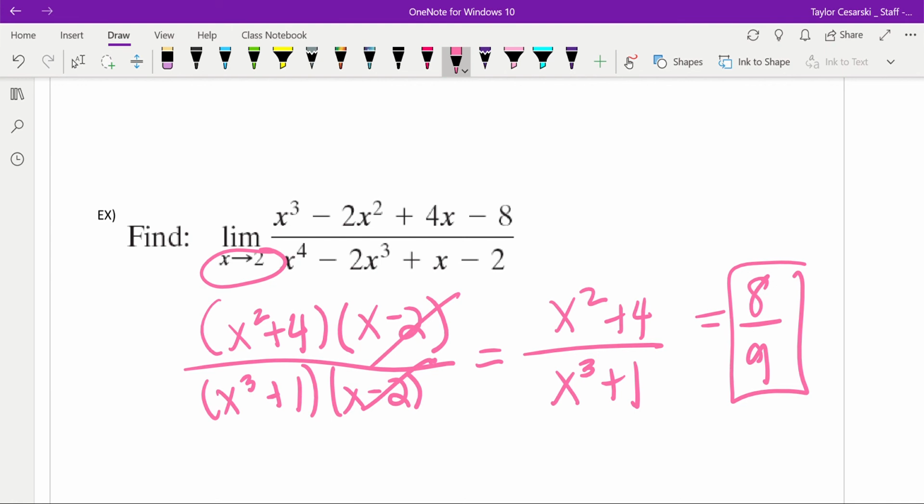So that is limits algebraically. Remember, your first option is you can plug it in to see if that works. But if you get an issue like 0 over 0, then you're going to have to try some other techniques to see if there's some other options there. So that is limits algebraically.